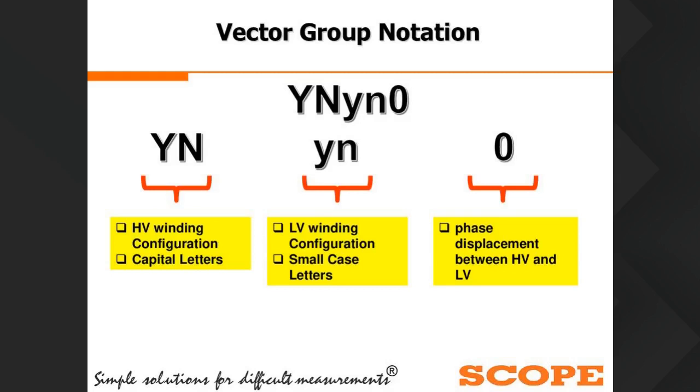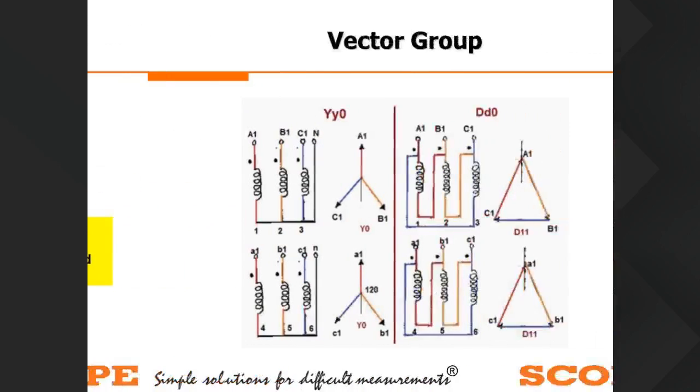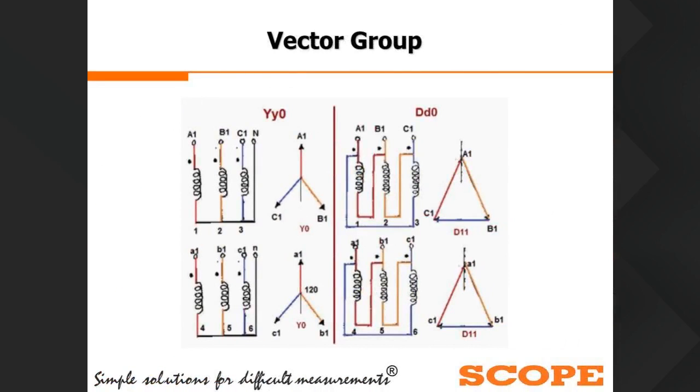That is, star with neutral in the HV winding, star with neutral in the LV winding, with phase displacement 0. Here I have added some examples for your information. That is Yy0: capital Y is for HV star, small y is LV star, and 0 is the zero angle phase displacement.